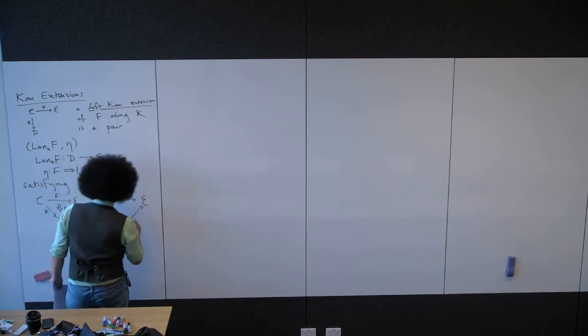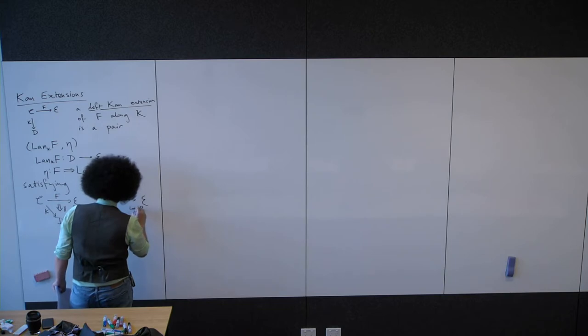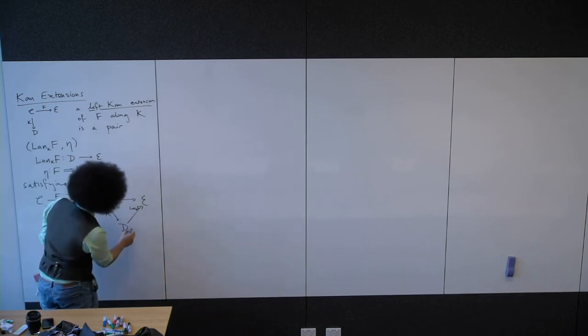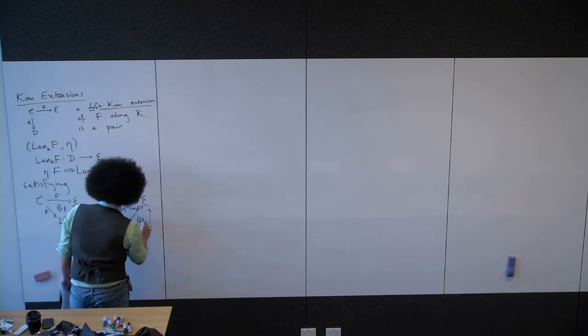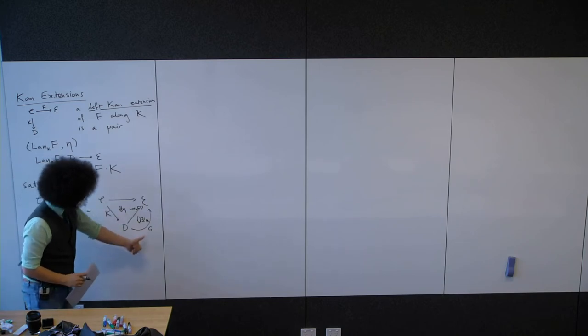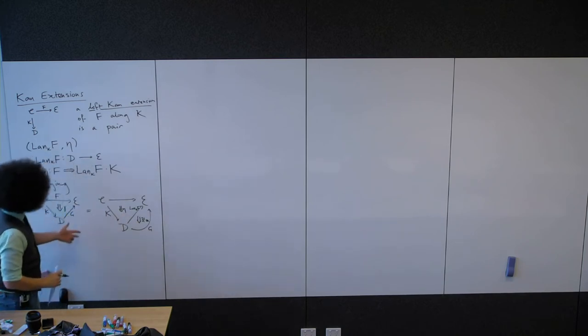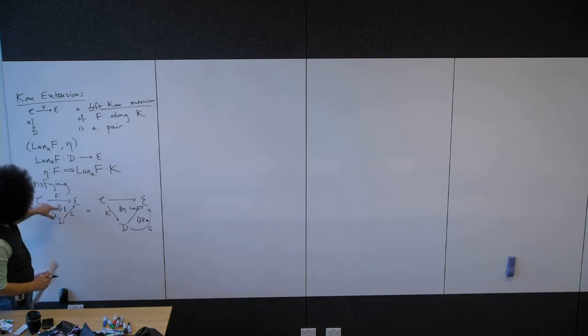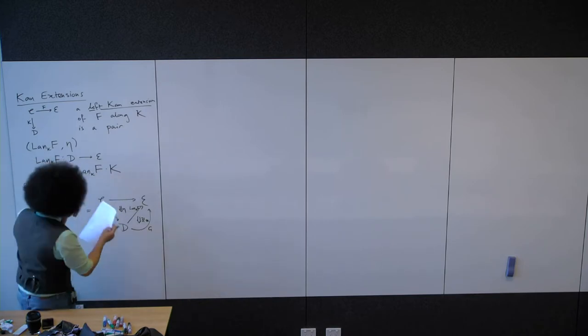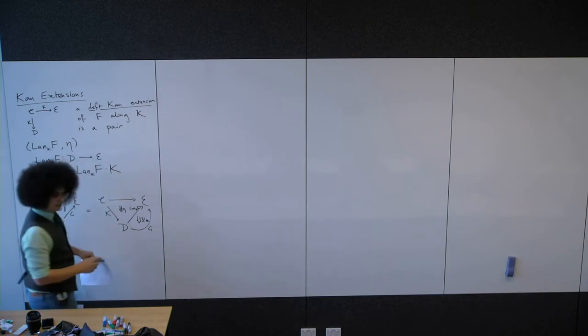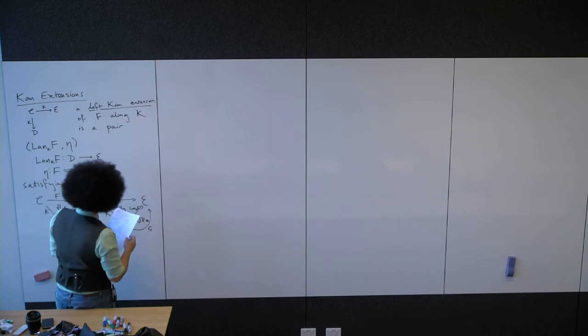All right, so I have the left Kan extension of F, and then I have G, and then I have the natural transformation that comes with the left Kan extension, eta. And then I want there to exist a unique natural transformation, say alpha, from the left Kan extension to G. So what I'm really asking is that, given any extension G and natural transformation of this form, I want this natural transformation to factor uniquely through eta. Okay.